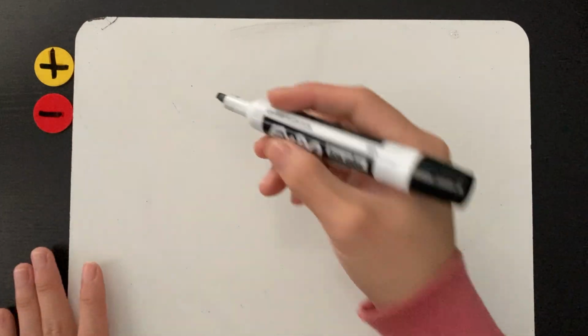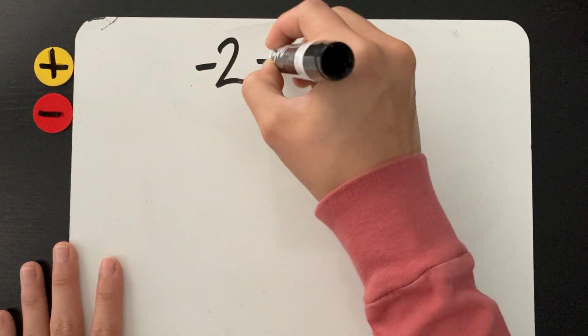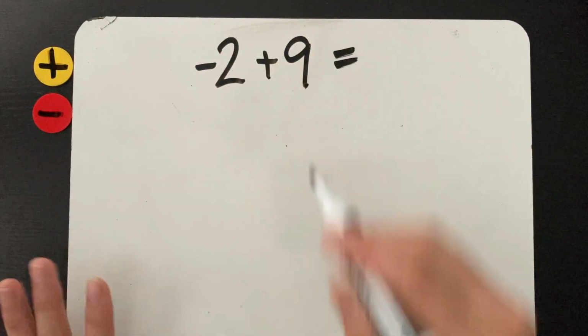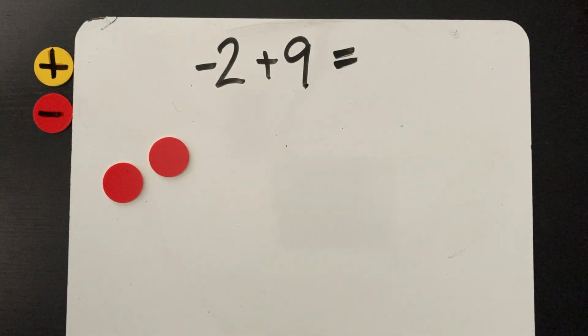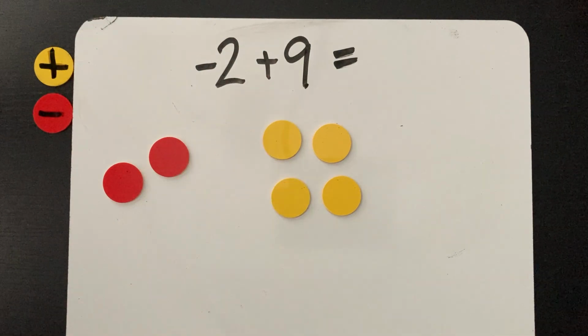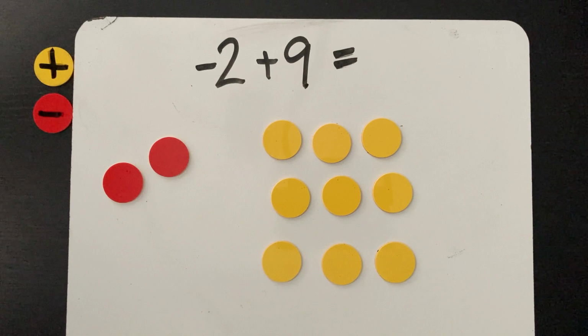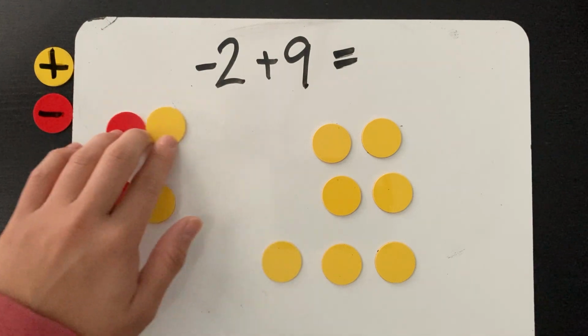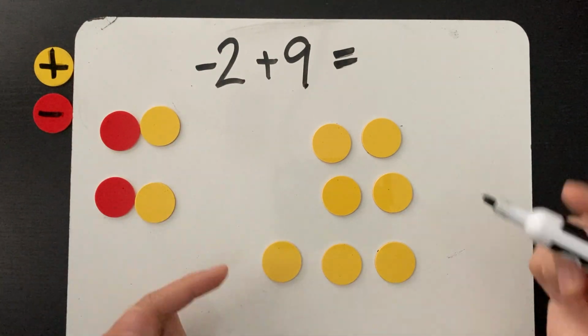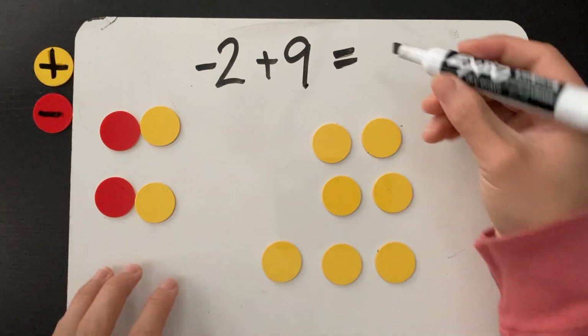The next problem is -2 plus 9. Okay, -2 and a +9. I'm going to make as many 0 pairs as I can. Here's a 0 pair. Here's a 0 pair. These guys equal 0, so I am left with a +7.